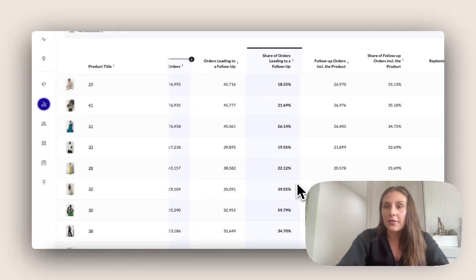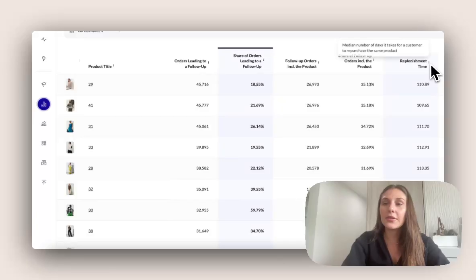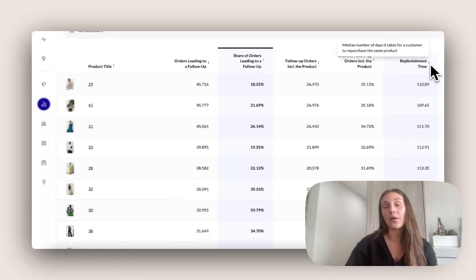In addition, if we scroll over, we can also take a look at the replenishment time KPI. This is a really interesting one, and it allows you to understand the median number of days it takes for a customer to repurchase that same product. Again, I think this KPI is super cool to look at for brands that are selling consumables such as makeup or supplements or things of this nature. But in general, it's really cool to understand how long it naturally takes your customers to buy that same thing again, regardless of the order counts that it's purchased in.